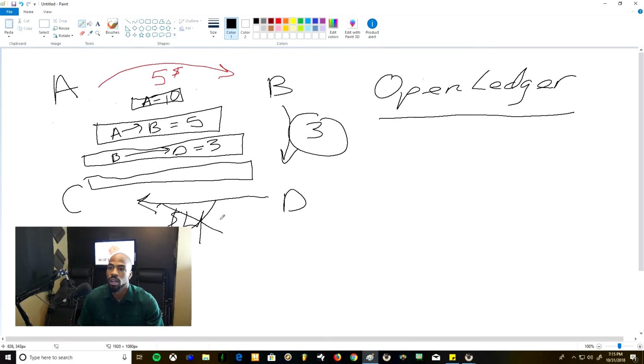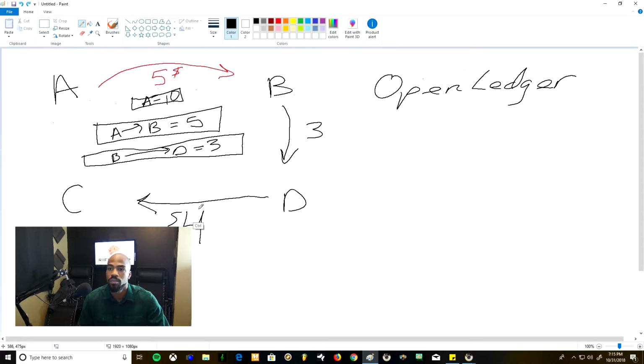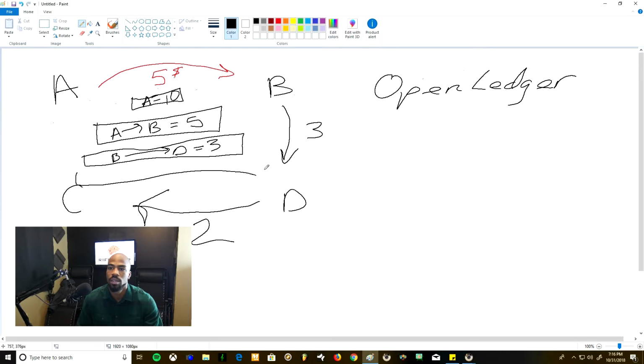So we went through that and said, let's suppose, alright, D does do a transaction that he can do, and he sends C $2, okay? And that'll be the last one. C. Oh, this is terrible.